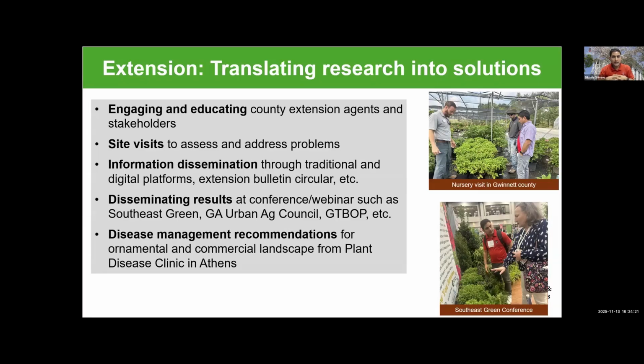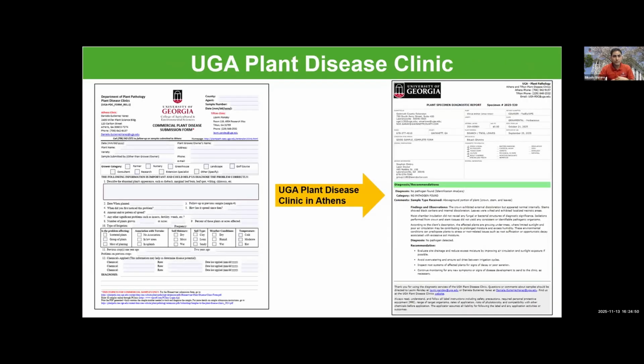The other important extension role I have is managing the recommendations for the major diseases in the plant samples that come to our disease clinics. I don't know how many of you know that we have a plant disease clinic in Athens. That's where we receive disease samples, and then we have a plant diagnostician who will diagnose the pathogen or the disease, and then I'll be sending out the recommendations for ornamental and commercial landscapes.